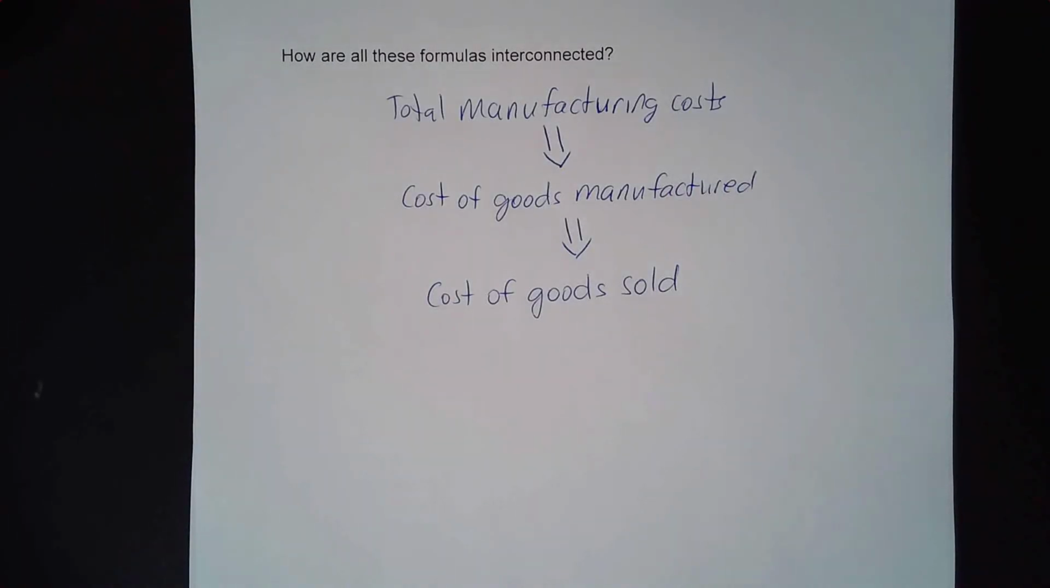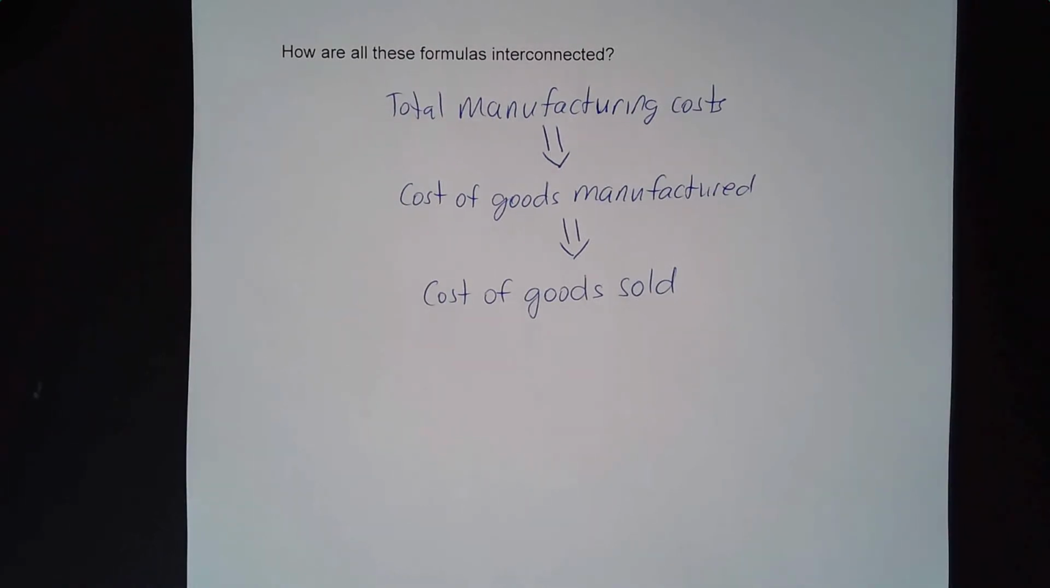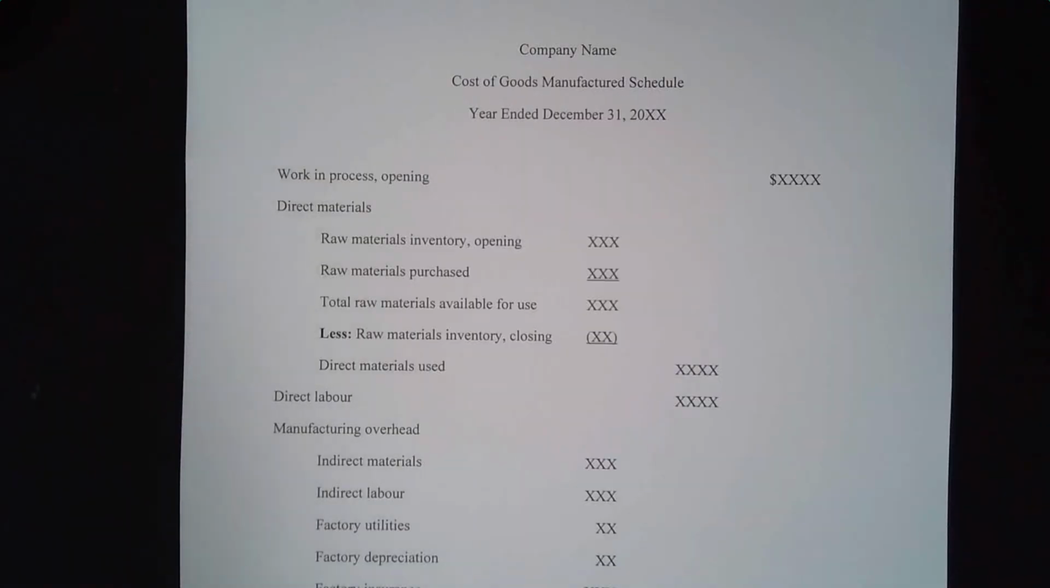It's impossible to complete the statement of financial position, also called the balance sheet, and the income statement without completing these calculations. One of the most important calculations for this process is the cost of goods manufactured, and in order to calculate that, we use the cost of goods manufactured schedule. Let's take a look at the structure. You can see that the cost of goods manufactured schedule starts with the company name, then the name of the schedule, cost of goods manufactured schedule, and then the year-ended date. If the schedule is being completed for a month, then you say month-ended.